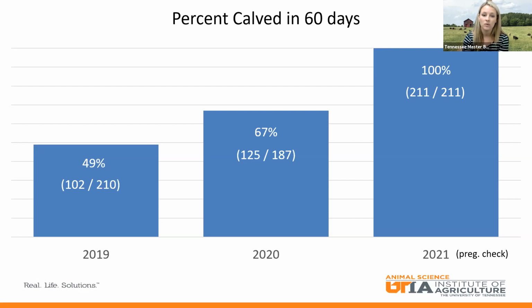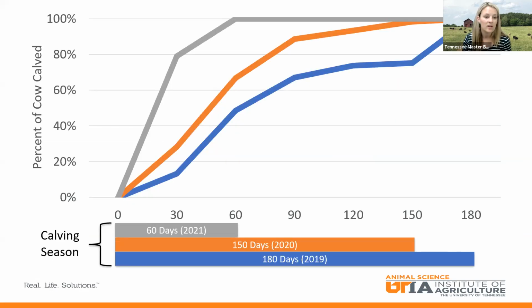You can do a lot of different combinations to get here, but at that 2021 preg check, it was predicted with ultrasound that 100% of those calves will be coming in 60 days. So just over those 2 years of synchronization, we were able to push her up to 100% calving in 60 days. And I'll show that a little bit better in this graph, looking at calving season length.